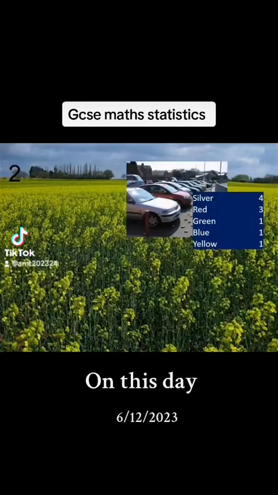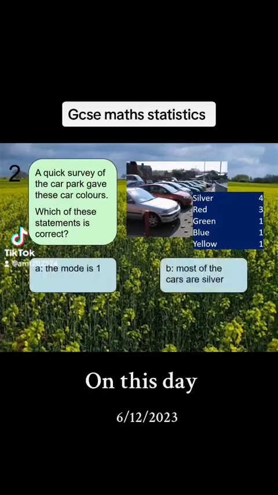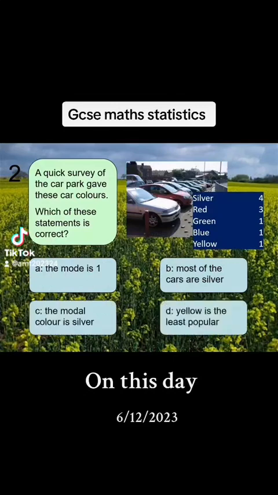Okay. Question number 2. I've got some bits of data. A quick survey of the car park gave these car colours. Which of these statements is correct? A. The mode is 1. B. The mode of the cars are silver. C. The modal colour is silver. D. The most yellow is the least popular colour.